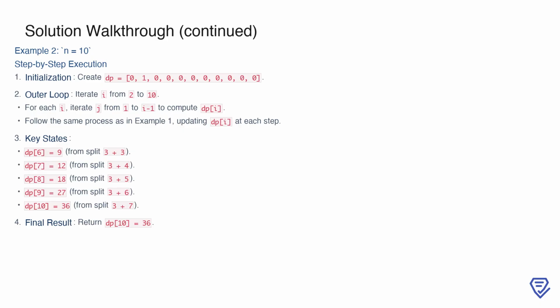For example, at i equals 6, the maximum product comes from the split 3 plus 3, giving dp[6] equals 9. For i equals 7, the optimal split is 3 plus 4, resulting in dp[7] equals 12. Similarly, for i equals 8, the best split is 3 plus 5, yielding dp[8] equals 18. At i equals 9, splitting into 3 plus 6 gives the maximum product of 27, and finally, for i equals 10, the split 3 plus 7 produces the result of 36. By the end of the computation, the dp array allows us to quickly retrieve the maximum product for n equals 10, which is dp[10] equals 36.